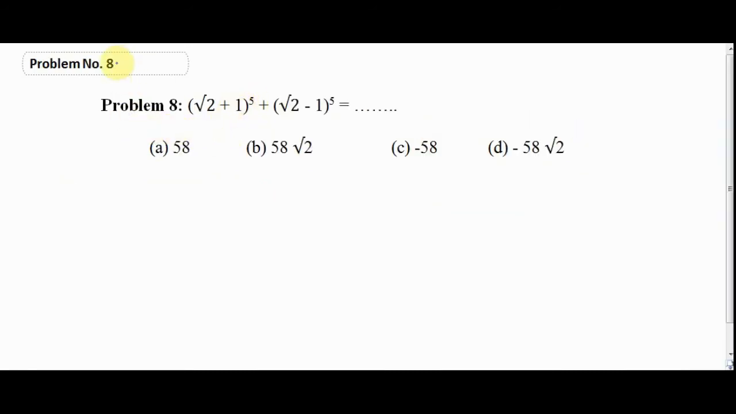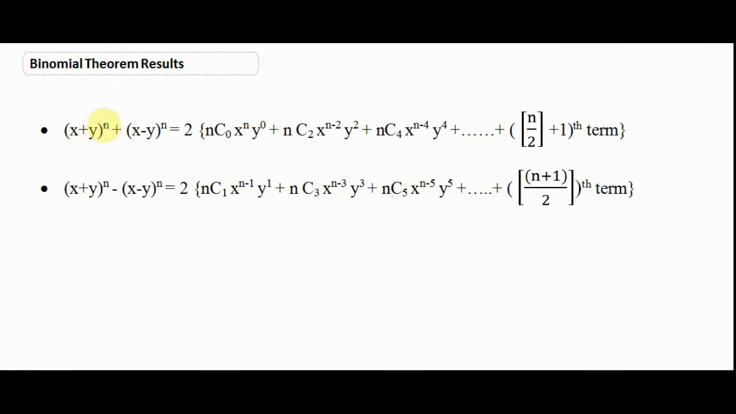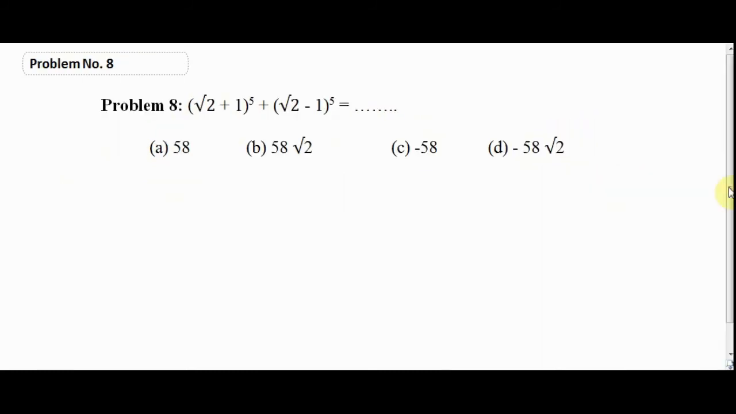Now let's see problem number 8. Root 2 plus 1 whole raised to 5 plus root 2 minus 1 whole raised to 5 is equal to. So this problem is based on the result what we just discussed. So it is in the form (x plus y) whole raised to n plus (x minus y) whole raised to n equal to this one. Okay, so when we have plus here, we will be having n by 2 plus 1 terms in the expansion. Okay, so let's see that first.